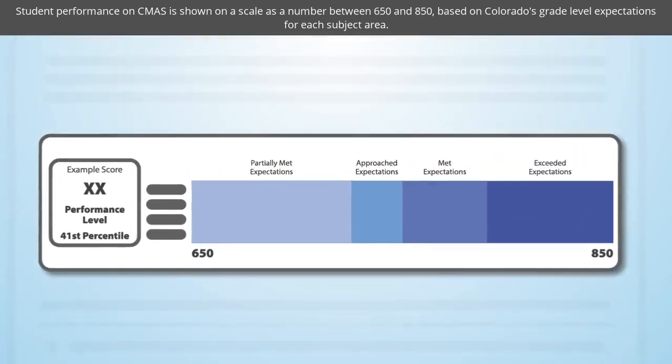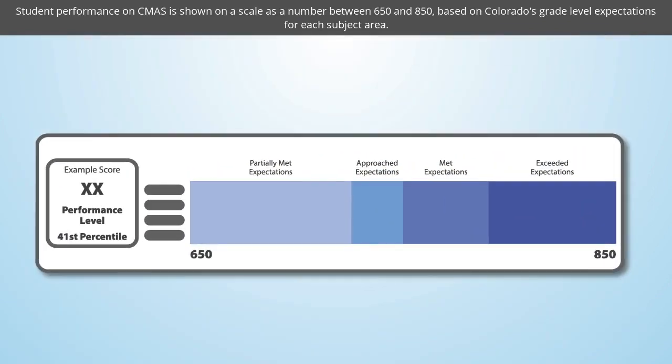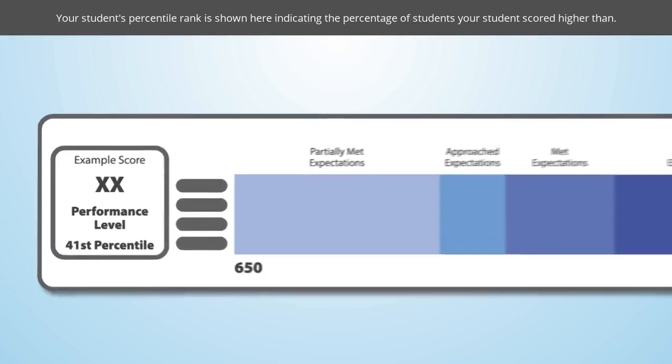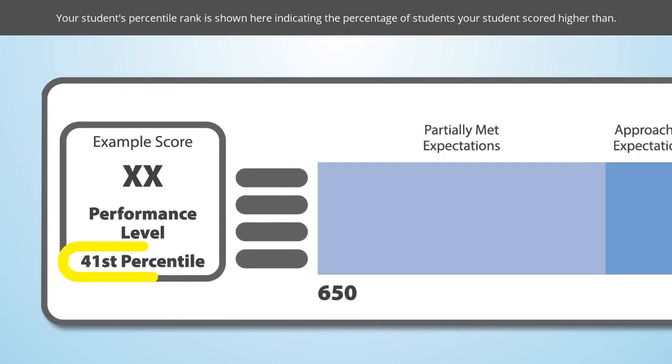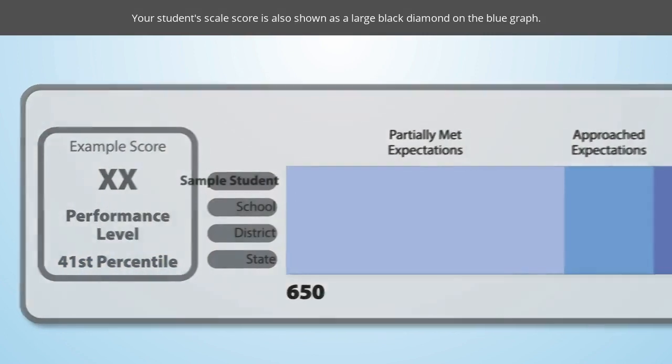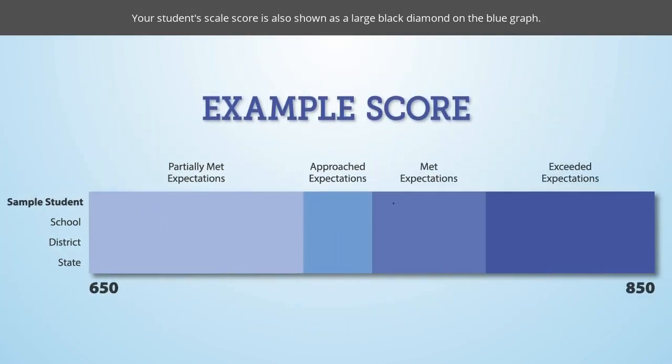Student performance on CMAS is shown on a scale as a number between 650 and 850, based on Colorado's grade level expectations for each subject area. Your student's percentile rank is shown here, indicating the percentage of students your student scored higher than. As an example, a student scoring at the 41st percentile scored higher than 41% of Colorado students. Your student's scale score is also shown as a large black diamond on the blue graph.